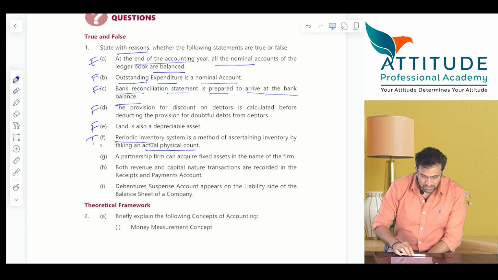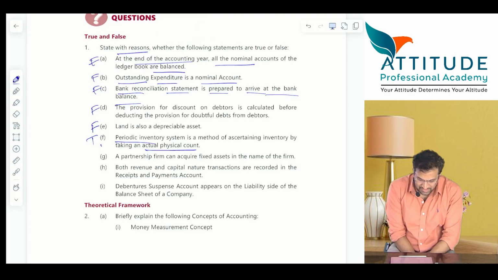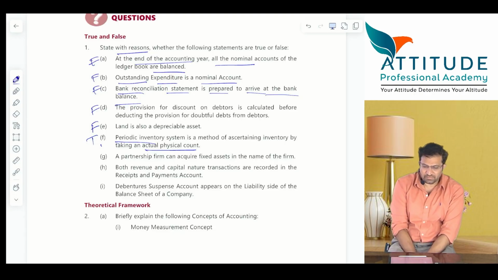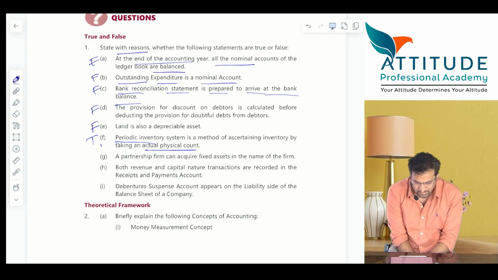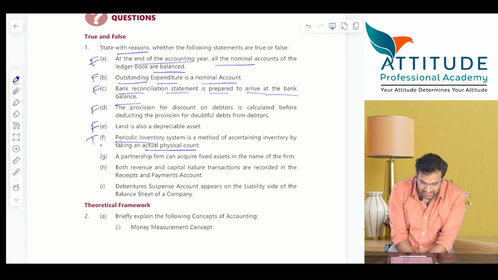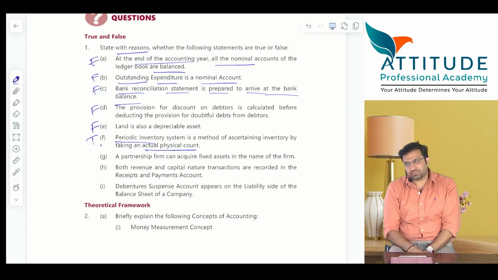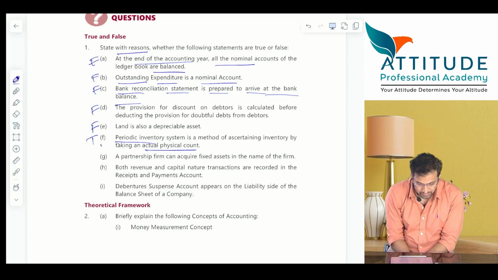So you can write one sentence there. Under this system, the actual physical count of the inventory is taken at a particular date. So it is true.